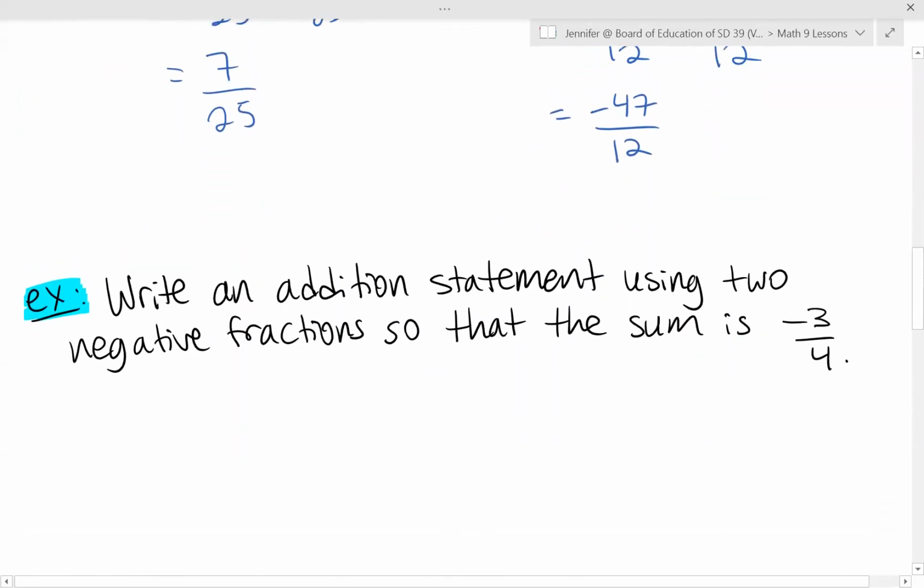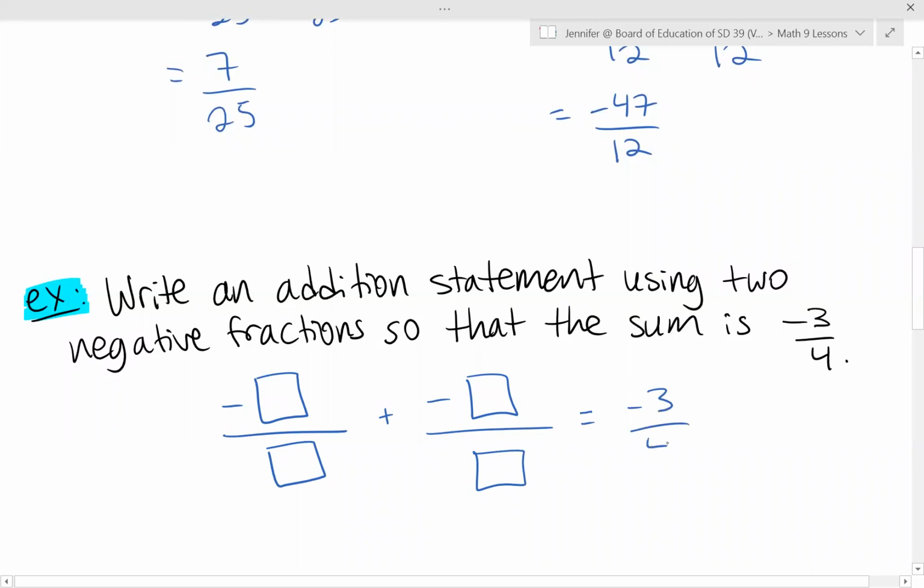This is another type of problem you might see in the workbook. Write an addition statement using two negative fractions so that the sum is -3/4. So how I would set this up is we know we have two negative fractions that are being added because it's an addition statement. So I kind of set up these boxes for each fraction, and then I fill in the numbers later. So we've got a negative fraction here with a blank numerator and denominator, and it's being added to another negative fraction because we know it's an addition statement. And these add to -3/4. And then we can go backwards and figure out, well, what should we sub into those boxes to make this be true?